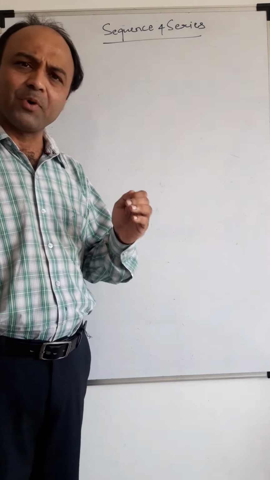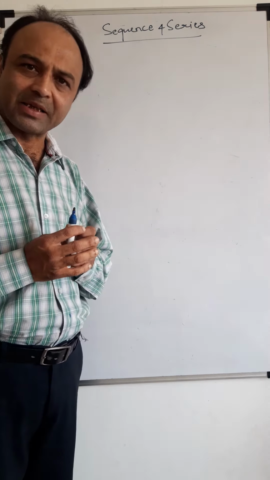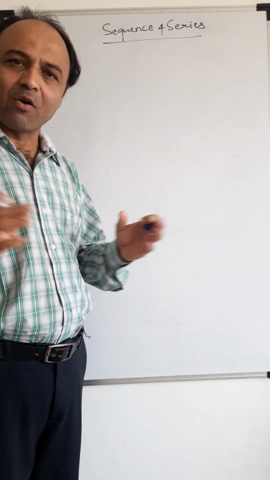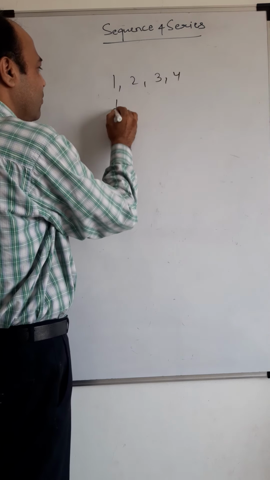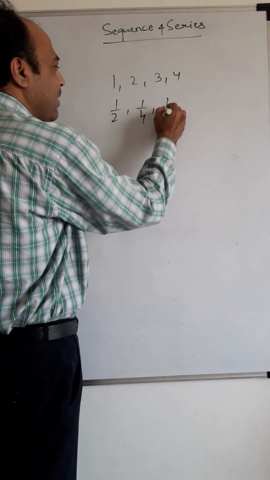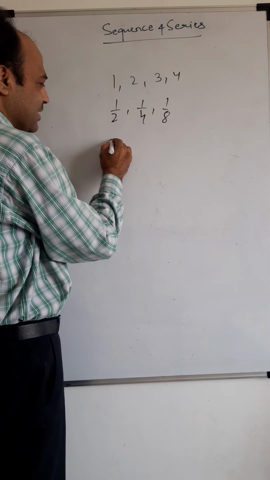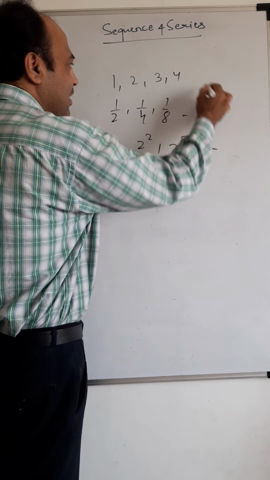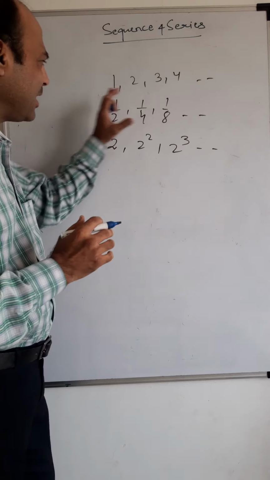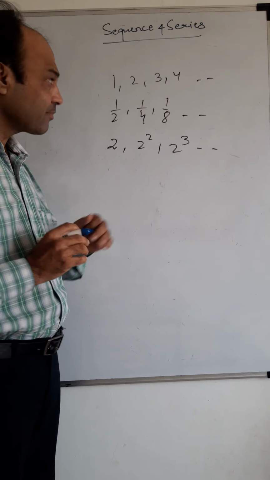Sequence. First of all, we have to understand the meaning of sequence. Sequence is an arrangement of numbers. Let's say 1, 2, 3, 4, or 1 by 2, 1 by 4, 1 by 8, correct? Or 2, 2 square, 2 cube, and so on. These are sequences, arrangements of numbers, correct?